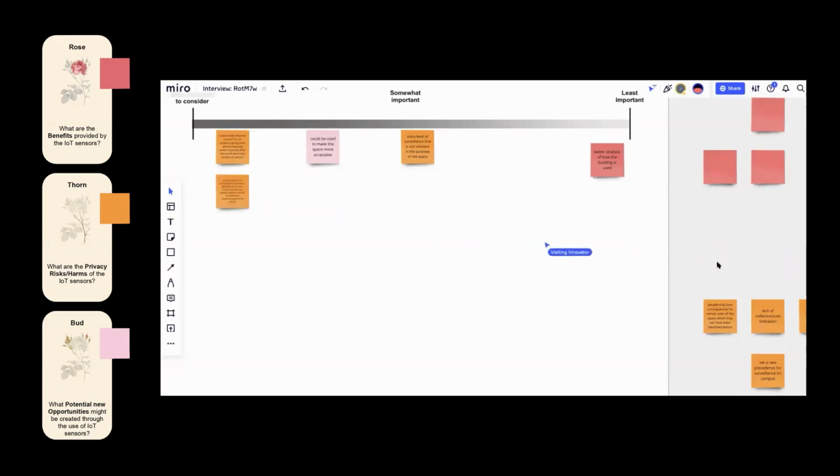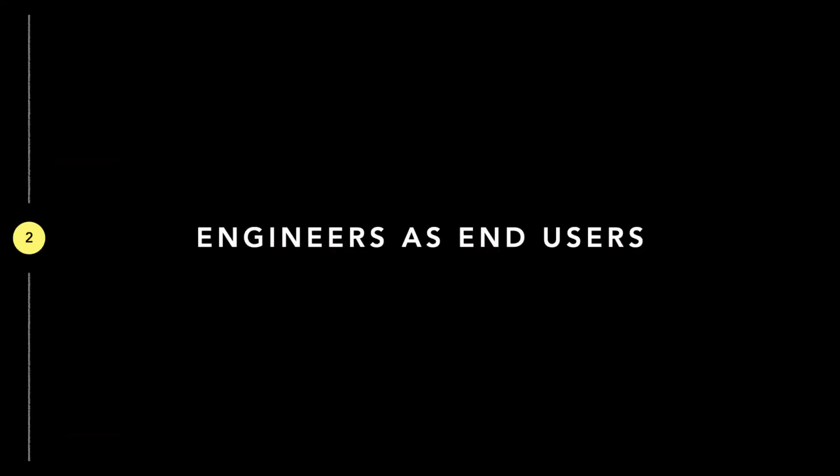I did this to understand the trade-offs that they would be willing to make. Not only did they write more risks than benefits, but they also saw them as more crucial than the benefits of MDes. The second is engineers as end users.